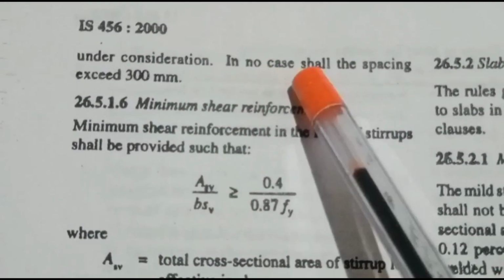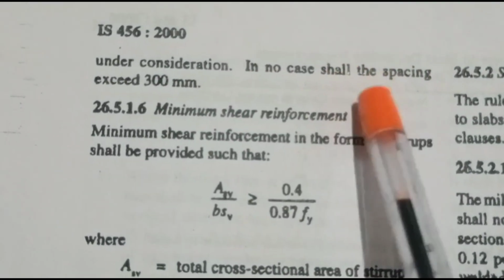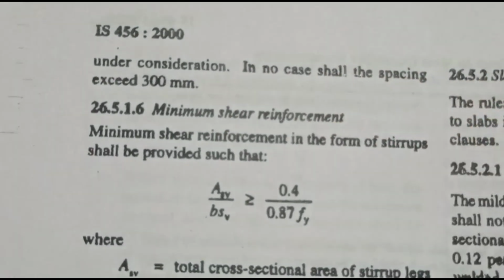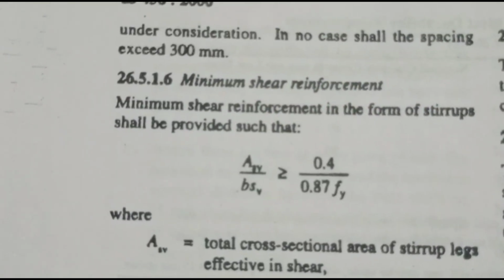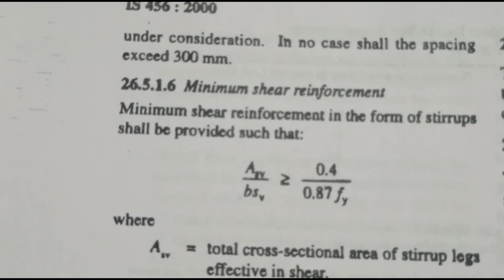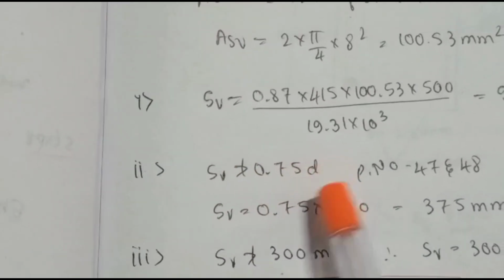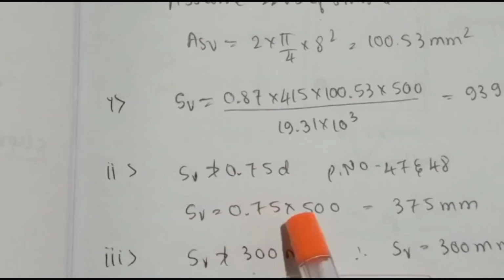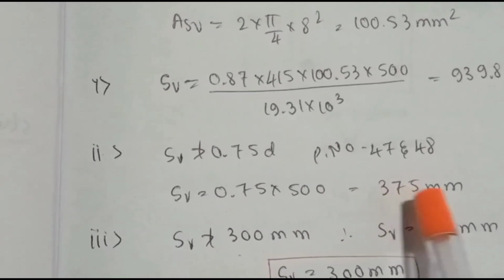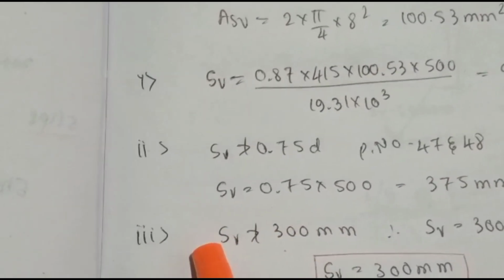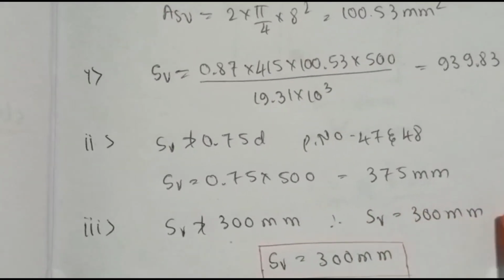So in no case shall the spacing exceed 300 mm. And what they have said? They have said our spacing value should not be greater than 300 mm. So by using these two rules, we will calculate the spacing of stirrups. So as per our codal rule, SV should not be greater than 0.75 D. So SV is equal to 0.75 into D. Simplify this, we will get 375 mm. So one more codal rule, SV should not be greater than 300 mm. So that our SV is 300 mm.